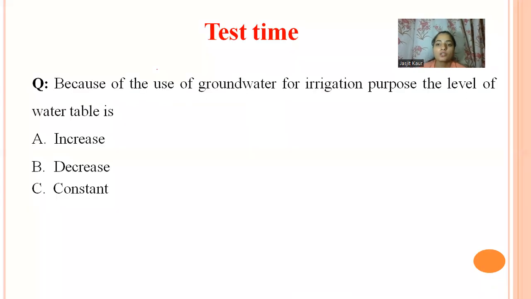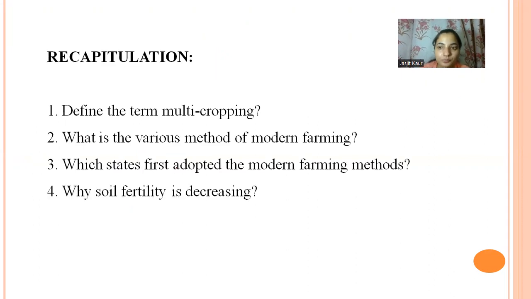Okay. So now here you have to answer this question. Because of the use of groundwater for irrigation purposes, the level of the water table is increased, decreased, or constant. So you have to answer this. What has happened when we are using groundwater for the purpose of irrigation?